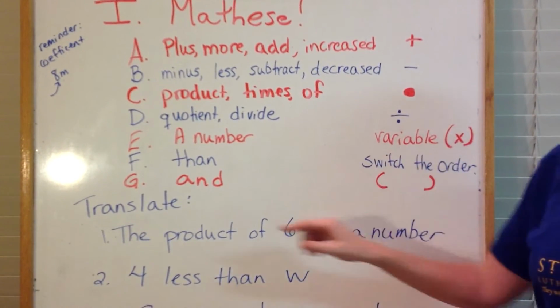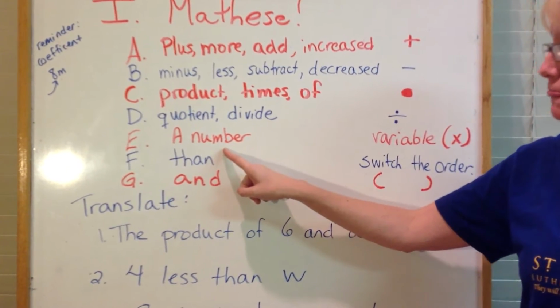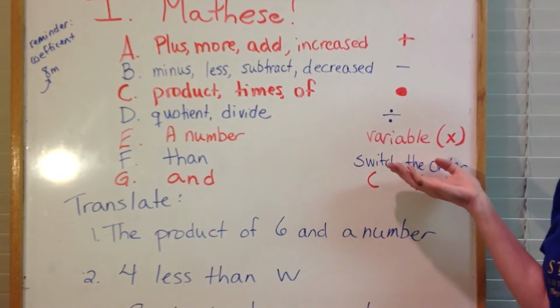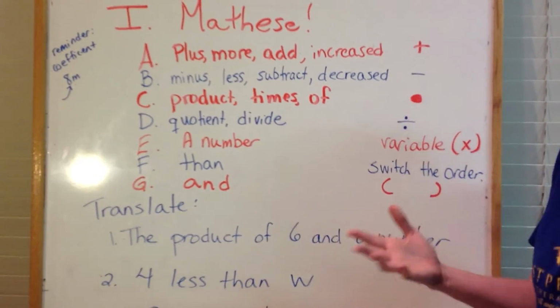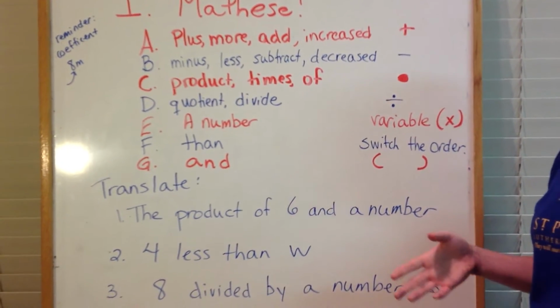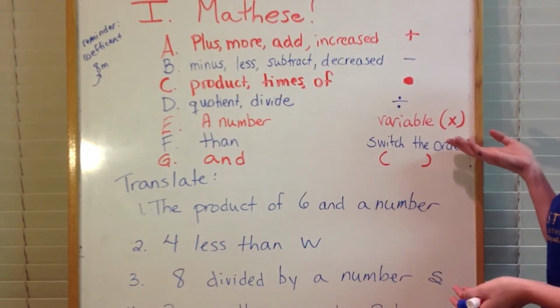In Mathese, if you see them say a number, it means a letter. And usually they tell you the letter. They'll say like a number Q, a number X, and that means use that variable.